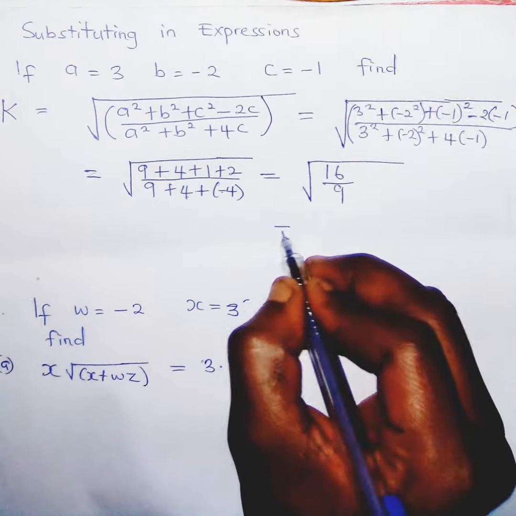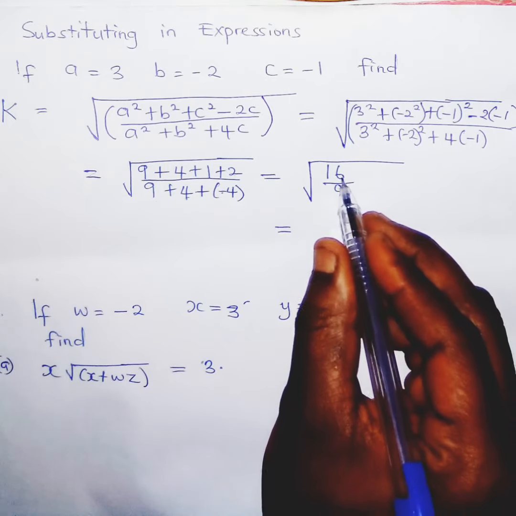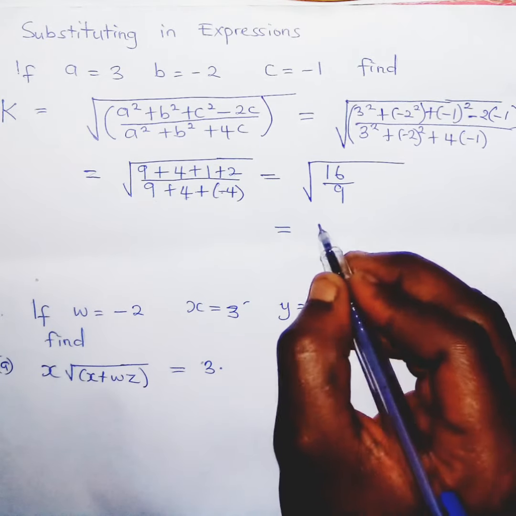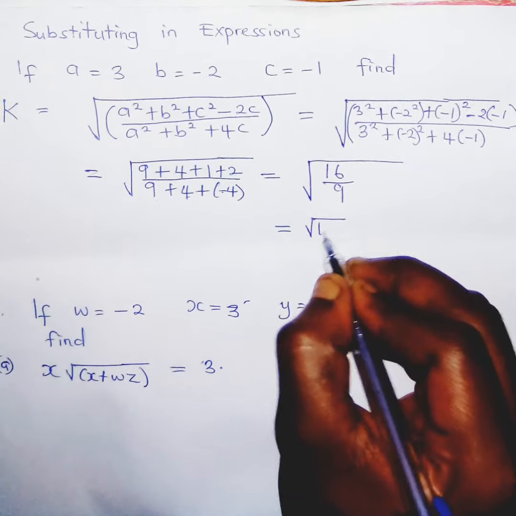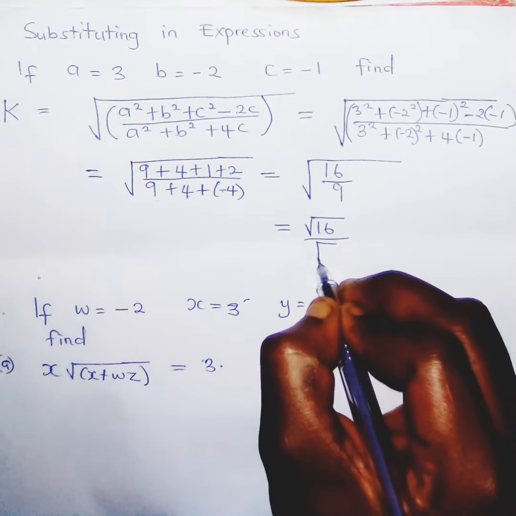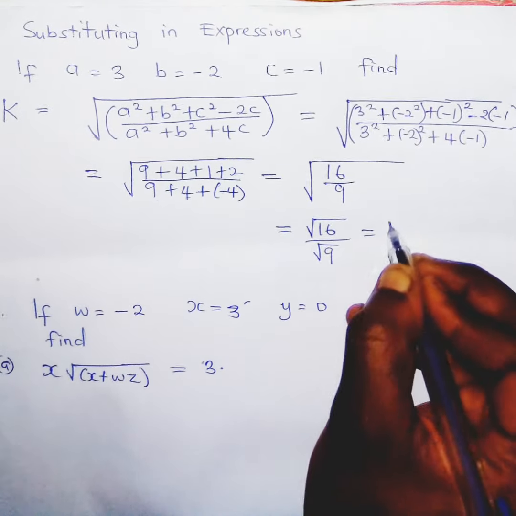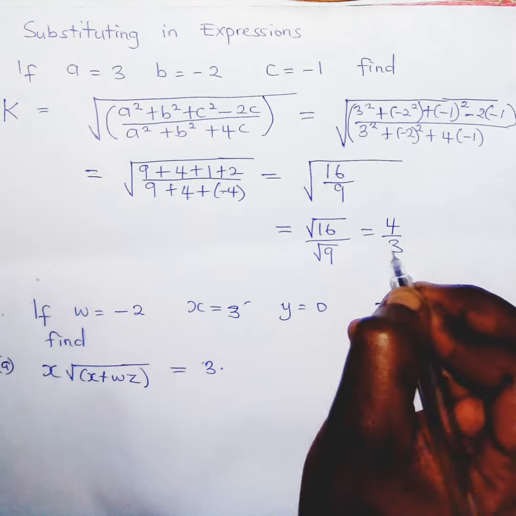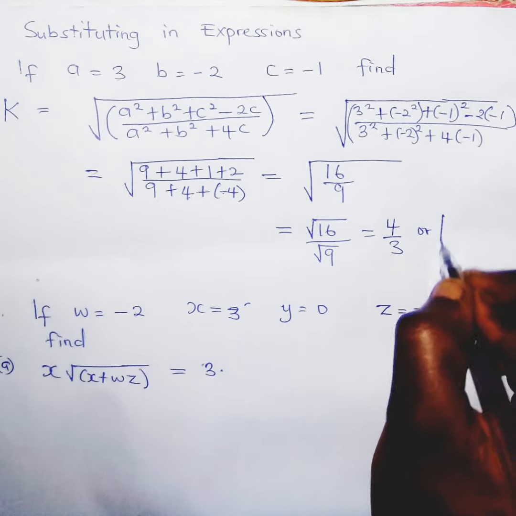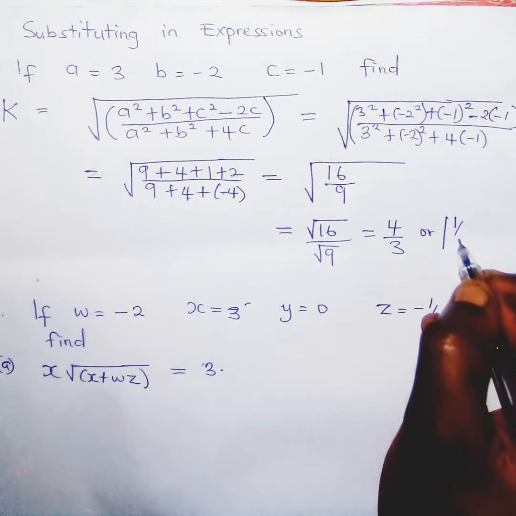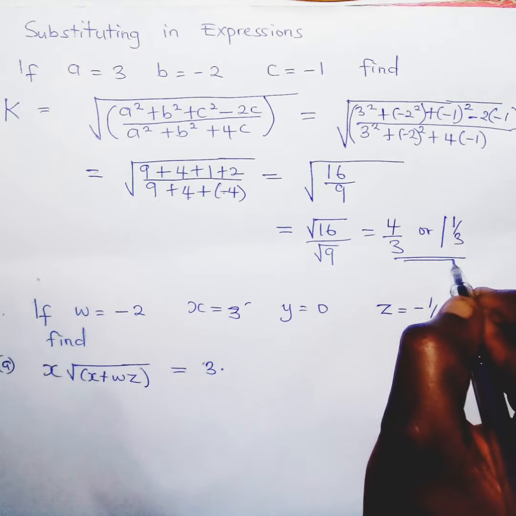So the answer to this question will be square root of 16 over 9, which is the same thing as square root of 16 divided by square root of 9, which will give us 4 over 3. Otherwise, you could write it as 1 whole number 1 over 3, and that is the answer.